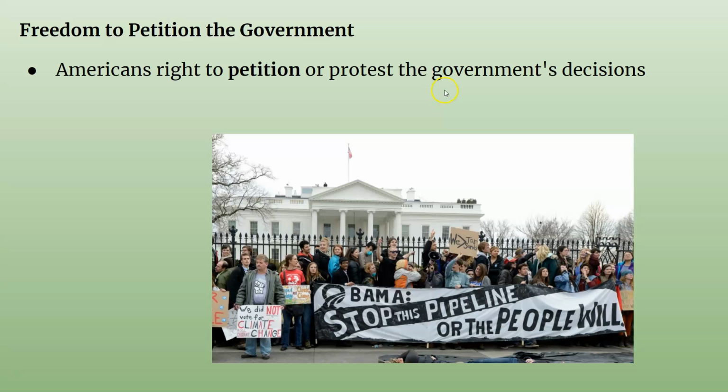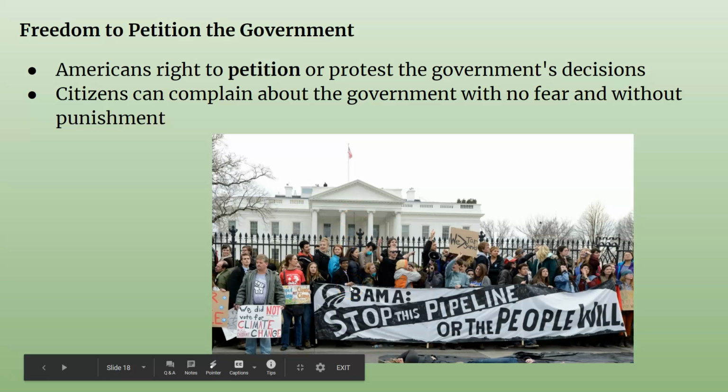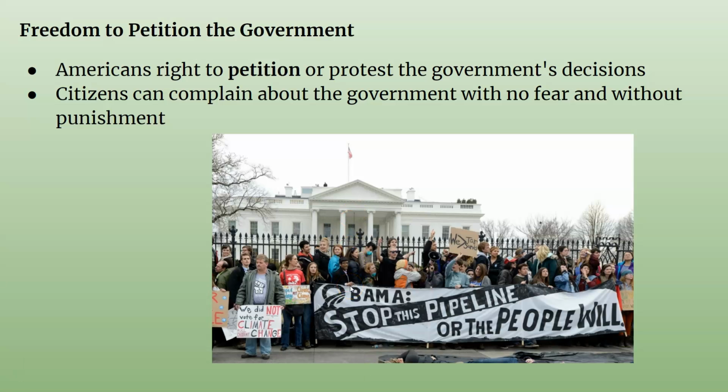And also, we have Americans' right to petition or protest the government's decisions. Citizens can complain about the government with no fear and without punishment. So, like with Obama, this is in front of the White House. Every day there are people in front of the White House protesting something, having a petition. This one says Obama stopped the pipeline, and that is totally their right. They're being peaceful, and they're not starting any violent riots or anything like that. And that is totally allowed by the United States.